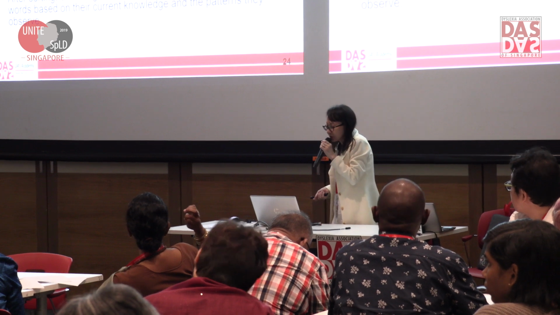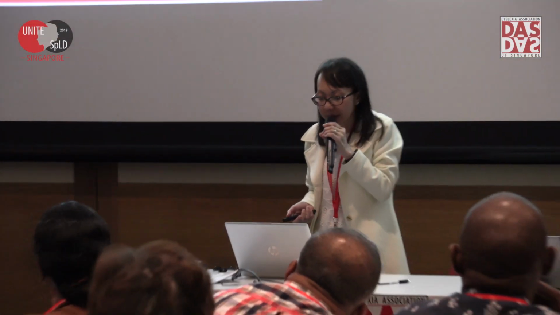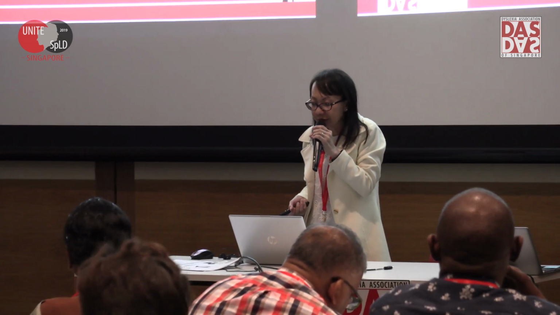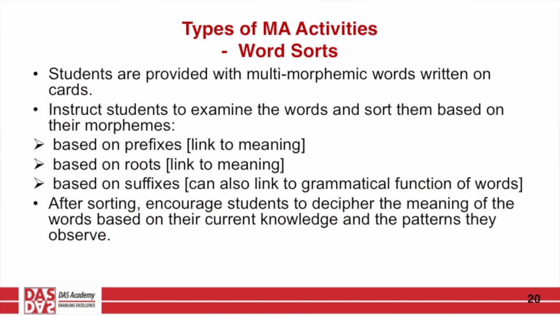Let's do the next one. Word sorts is a third type of MA activity. Students are given some multi-morphemic words, and they need to examine them and sort them according to either their prefixes, suffixes, or roots. And in fact, you can get more able students to decide how they want to sort these words, and then they can explain how they chose to sort the words.